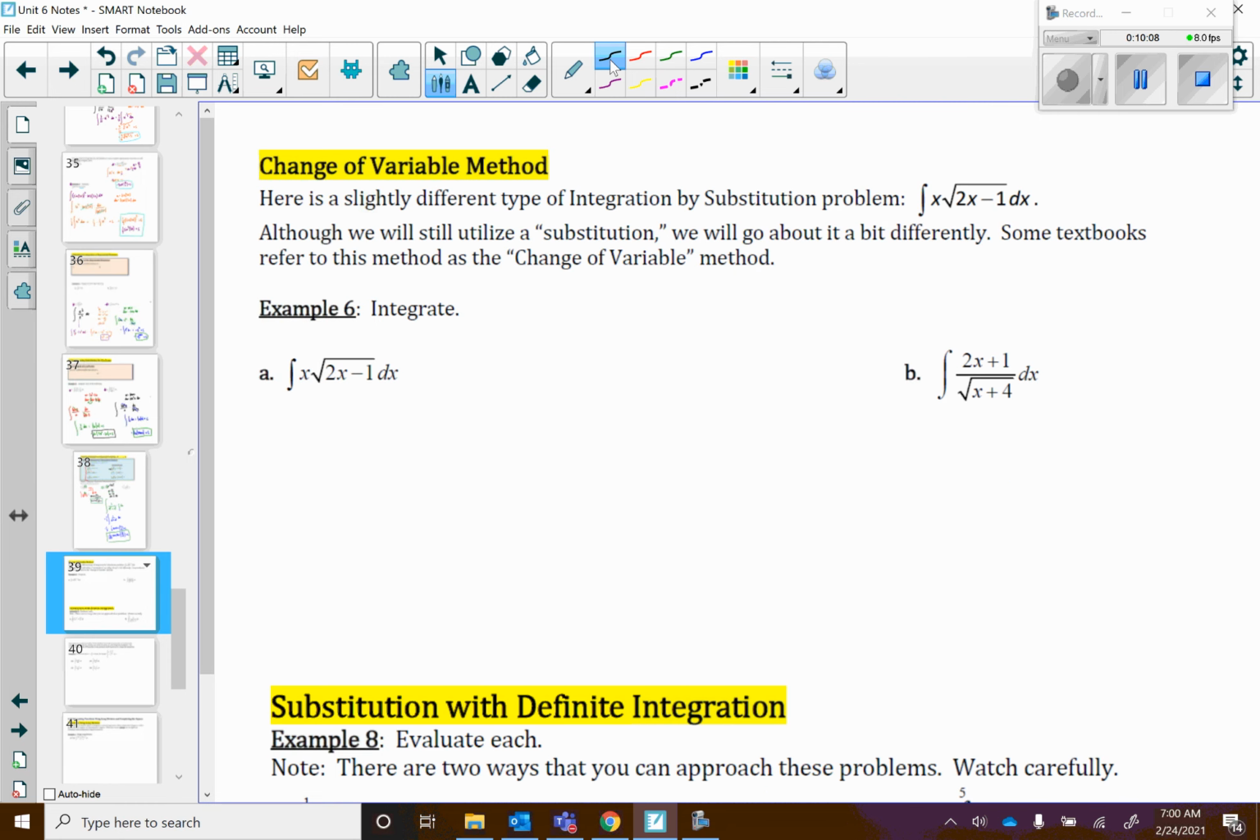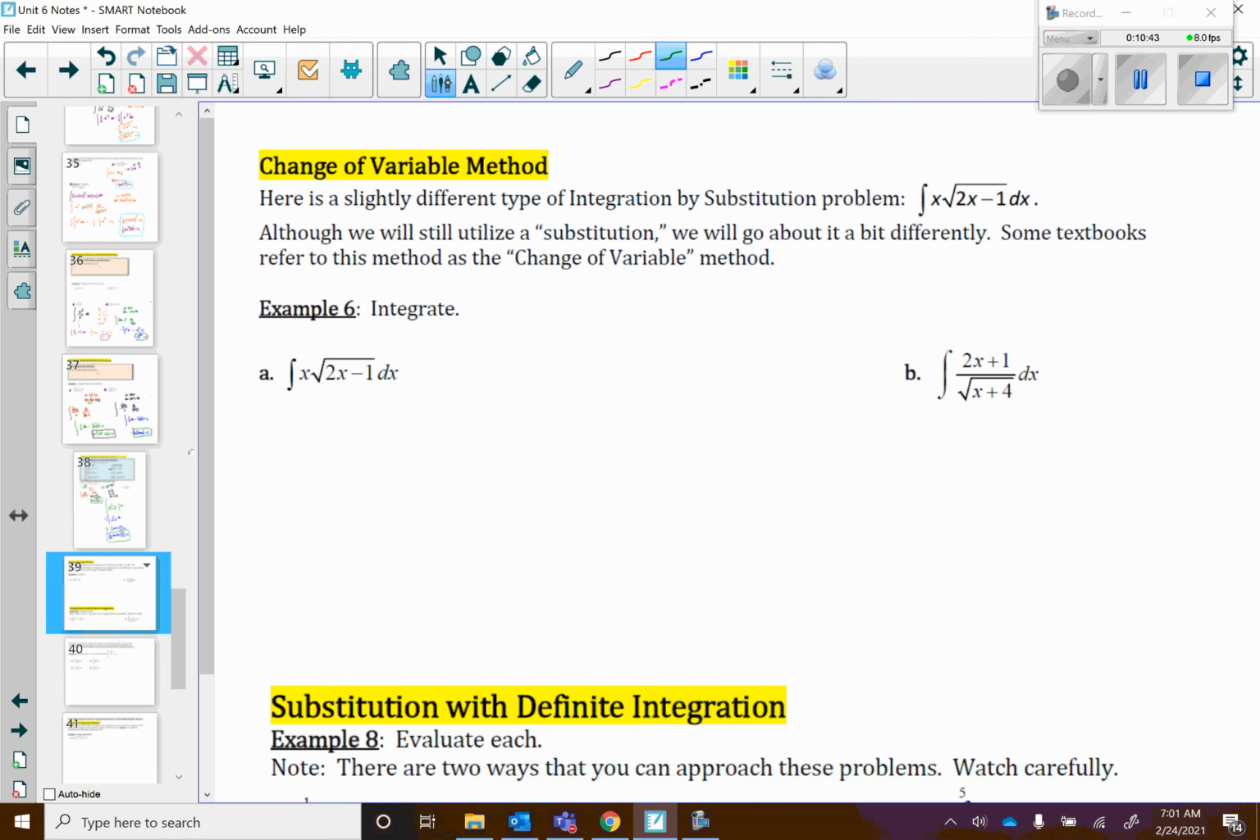I want to talk to you guys about a very slightly different type of integration by substitution problem. Sometimes this is called the change of variable method, and it is u substitution, but it ends up being slightly different because we kind of play around with u and what we have here. So let's look at the first problem. x times the square root of 2x minus 1 dx. And I think to myself, well, the two things I could really pick are 2x minus 1 and x. And neither of those really does enough, right?